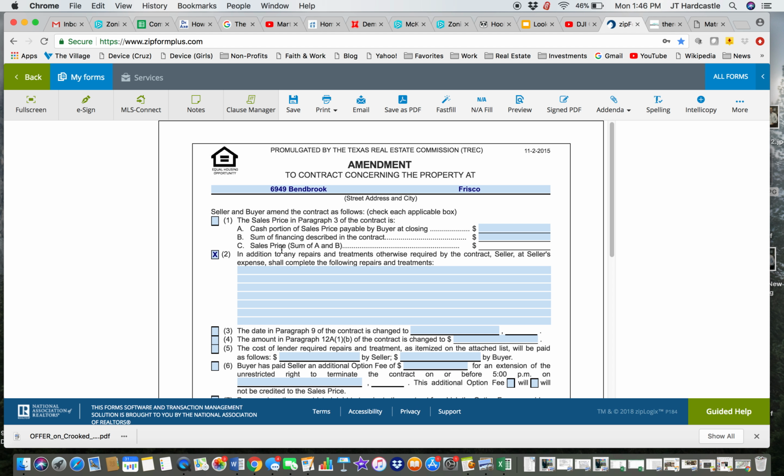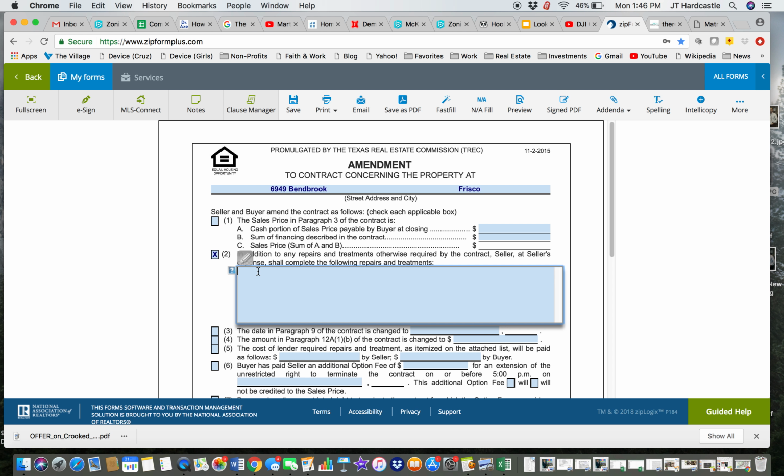Number 2 deals with the option period, when you're working through a repair list after an inspection. This is where you would use this form. You can list out the things that you're asking for. For example, if you are asking them to check the HVAC system, you could write something like that here, and of course you could just keep going.